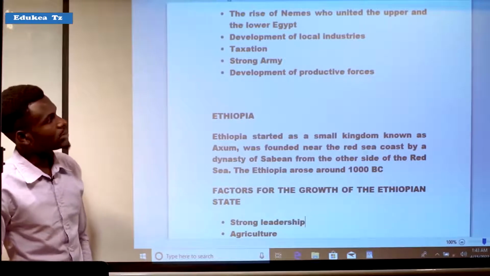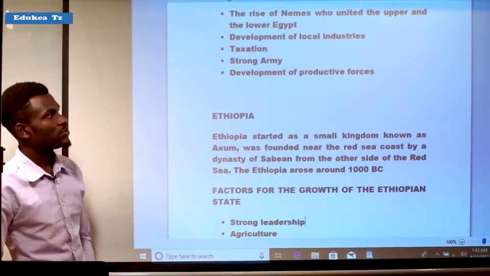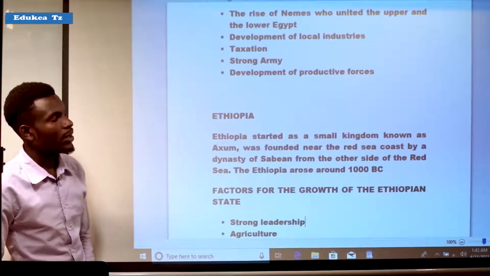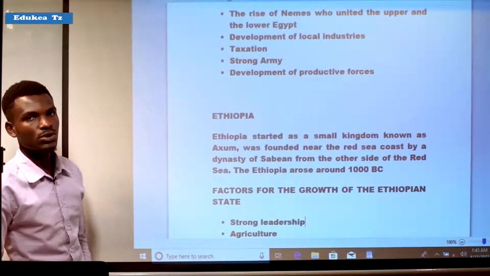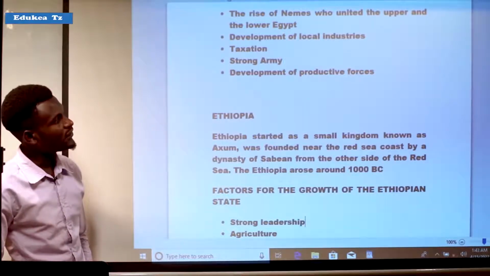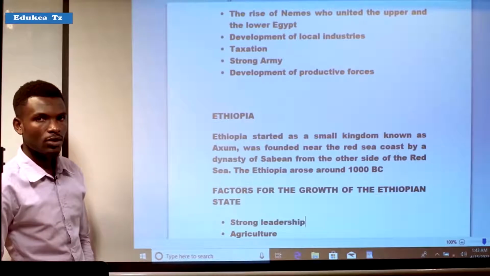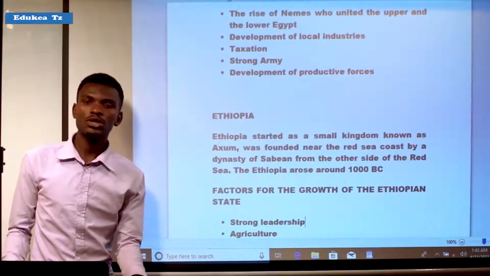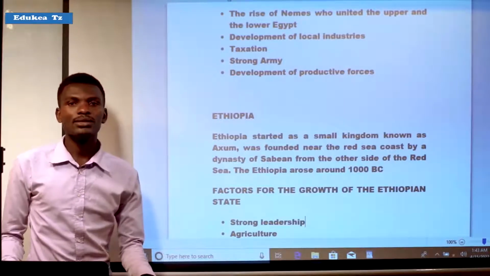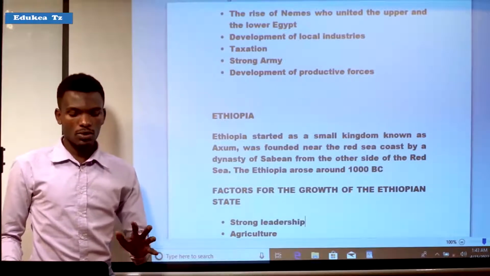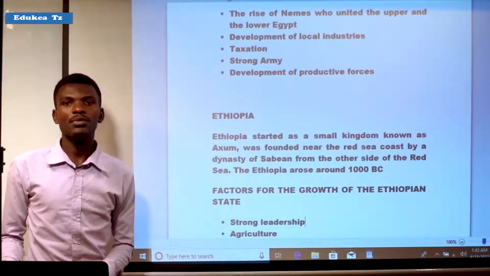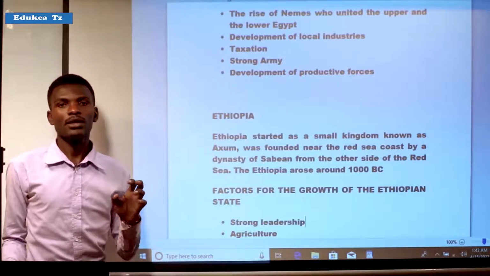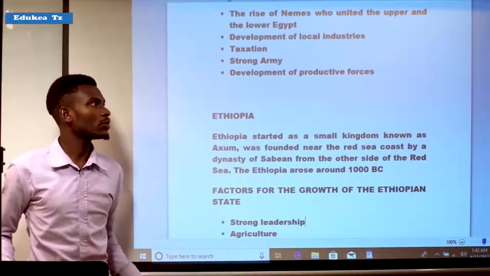But also a strong army. It means that Egypt had a strong army under the Pharaoh regime, whereby the people in Egypt developed a strong or outstanding army that could defend the whole society or the whole kingdom against external invasion, and conquer the neighboring states in order to increase and expand the territory of the Egyptian kingdom.